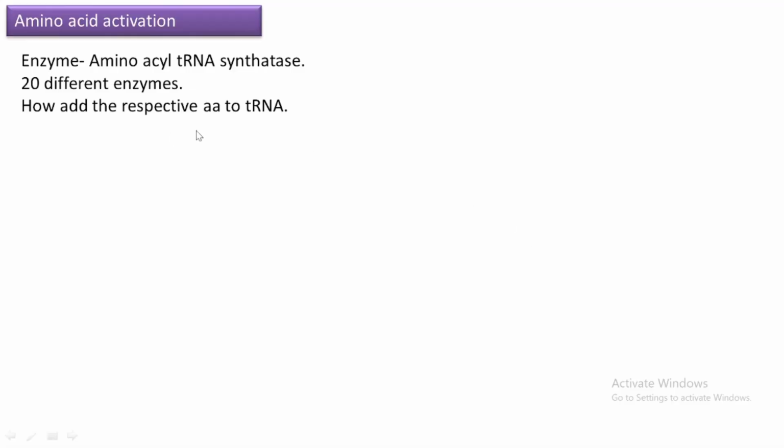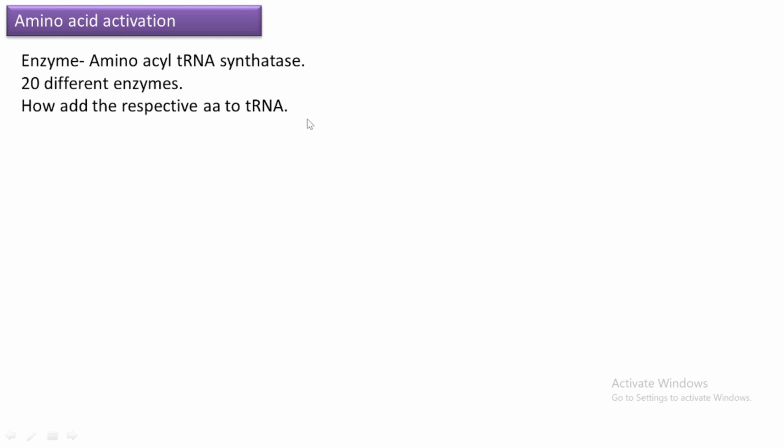Good morning, dear students. Today we are going to continue the remaining part of translation. In the last class, we learned about codons, their triplet nature, and the way of interaction between different tRNAs and the codons of the mRNA, and what the probabilities are. We have seen all those things in the last class. Today we are going to see how that amino acid is added to the tRNA.